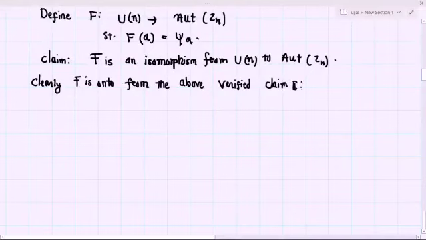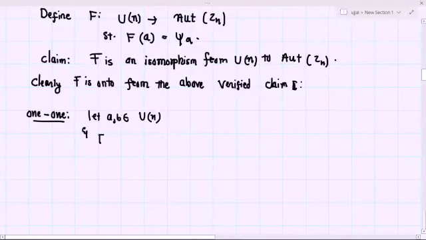So the only task left is to show that f is 1-1 and operation preserving. In order to show that it is 1-1, let A and B be any two elements of Un, and let us assume that f of A equals f of B. With this assumption, I want to show that A equals B.